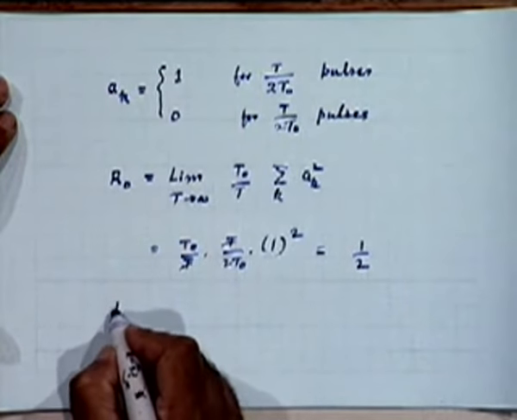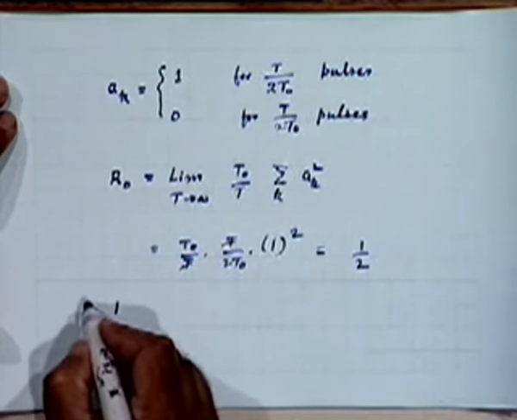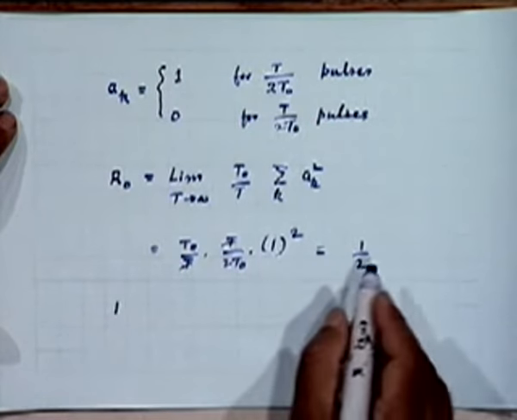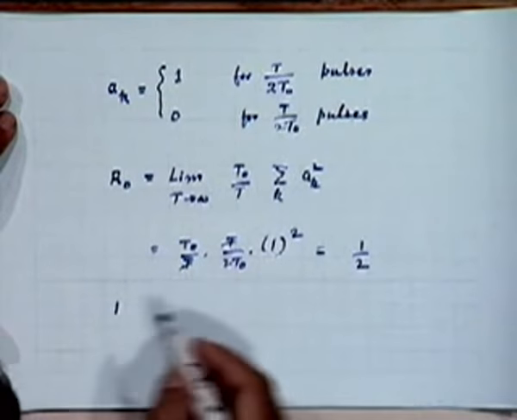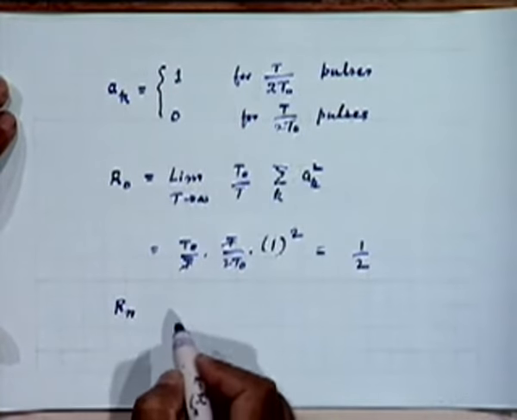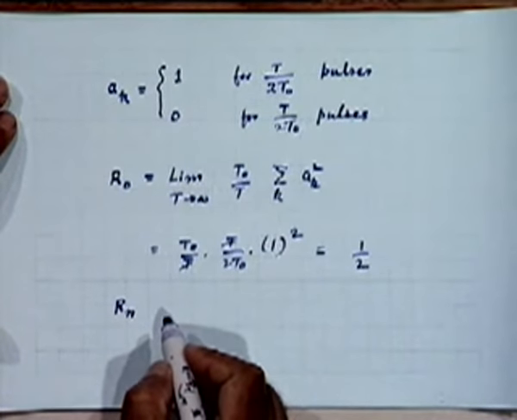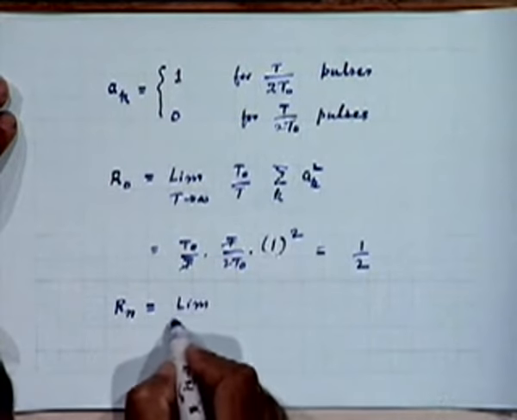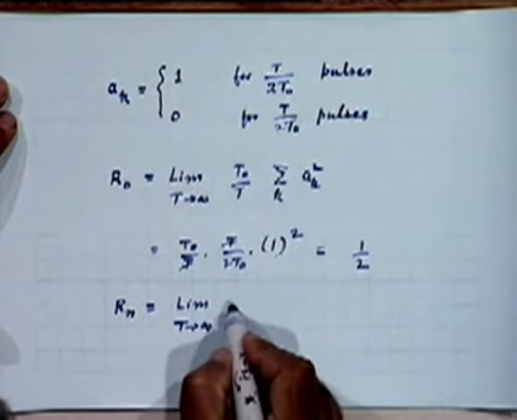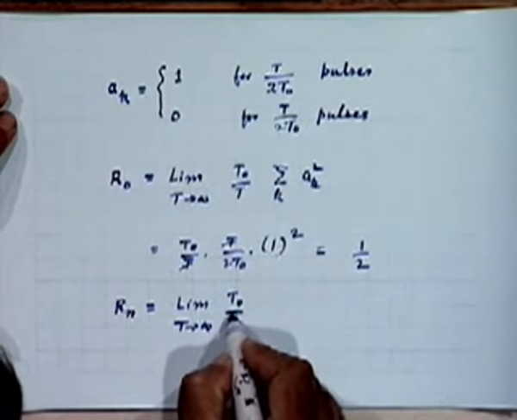Similarly, consider now R sub n. The case of R sub 0 is okay. R0 for this kind of situation will become equal to half, and we shall now consider what R sub n is. No, it is not going to be 0. We will see that. This is equal to the limit as T tends to infinity.